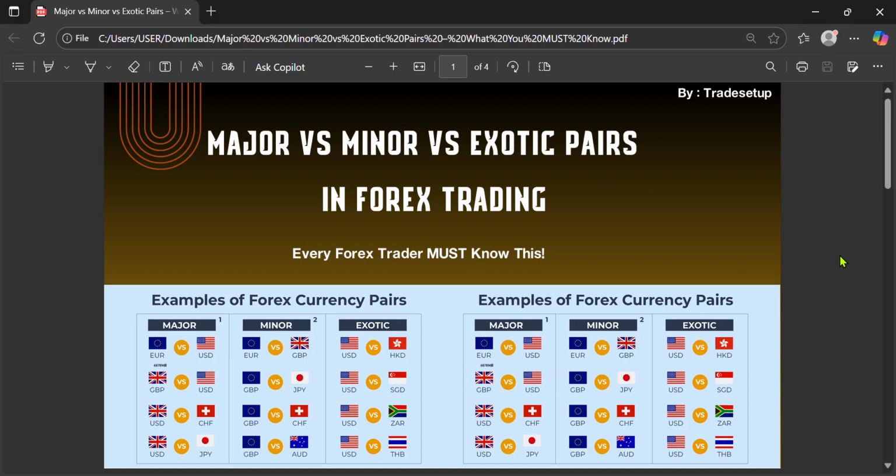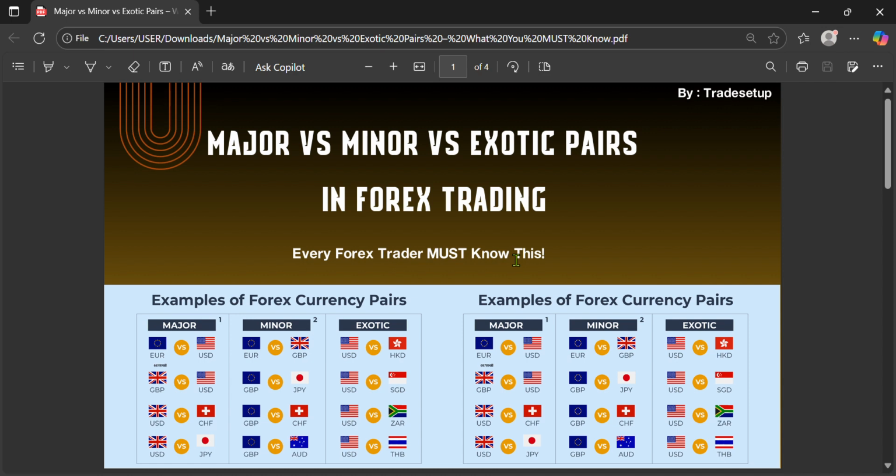Today we want to talk about currency pairs, and this is actually what we trade in the forex market. We have three different types of pairs: the major pairs, the minor pairs, and the exotic pairs in forex trading. These are what you must know and understand as a forex trader.